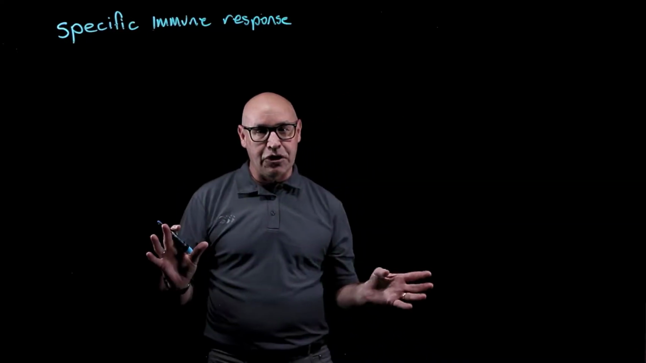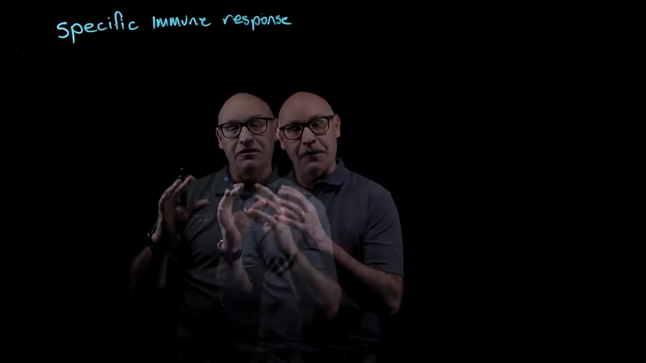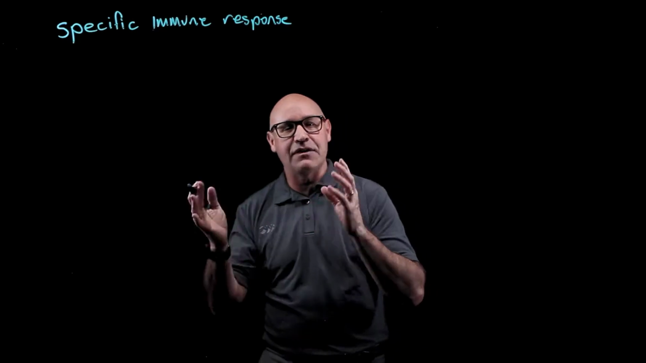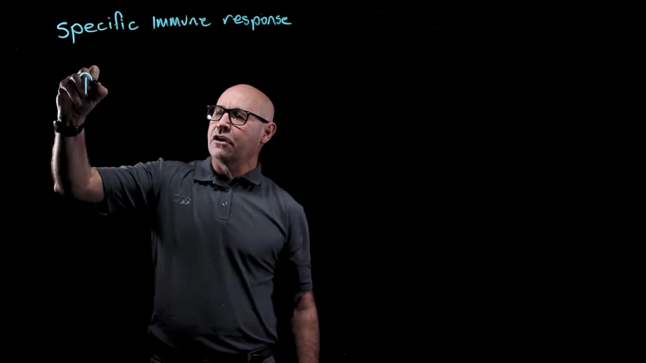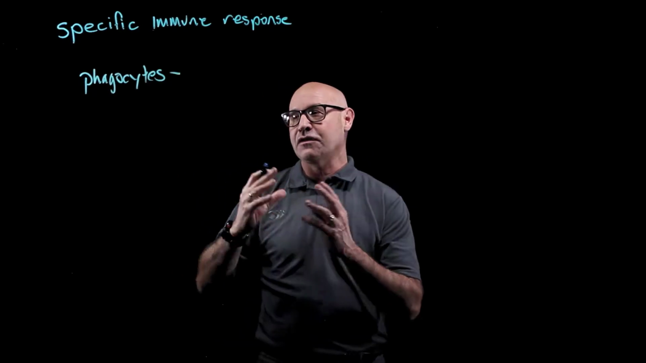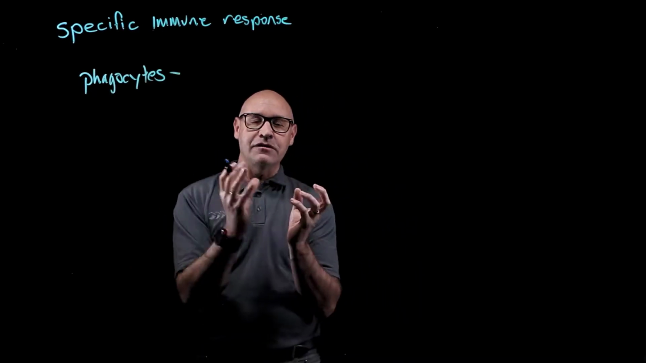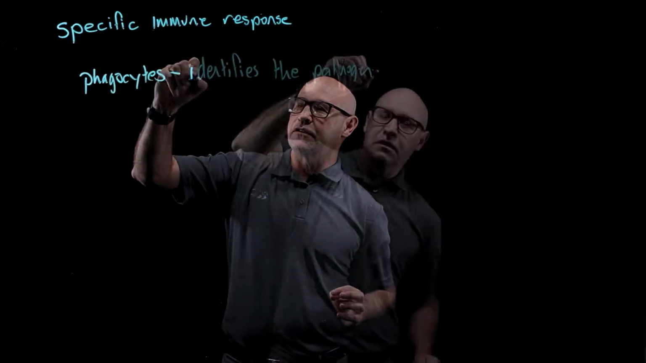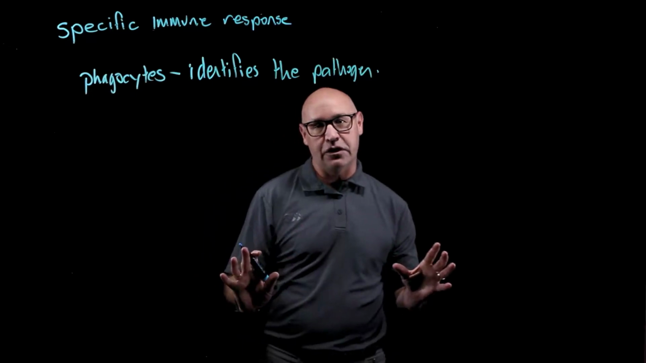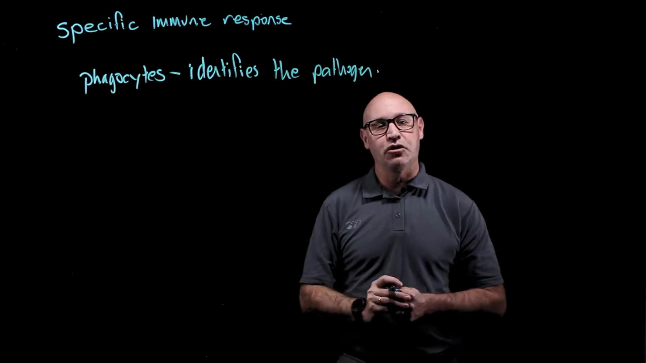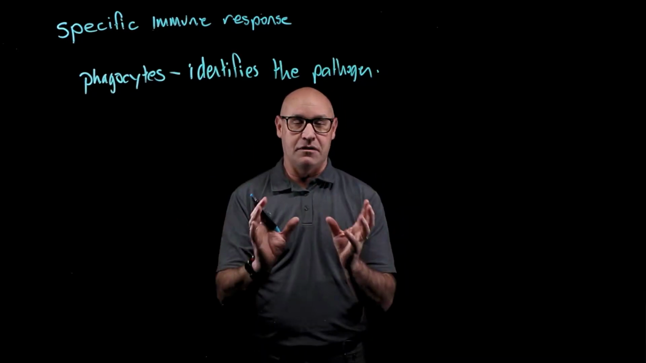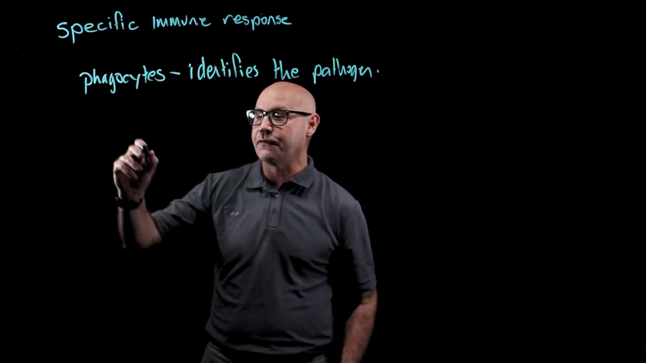The trigger for the third line of defense is the phagocytes that are consuming anything that's foreign. It's part of that second line of defense. So the phagocytes consume anything it doesn't like, anything that's foreign, and it identifies what the pathogen is, and sends messages to B cells and T cells to trigger the immune response. So B cells and T cells form the specific immunity, or the third line of defense.